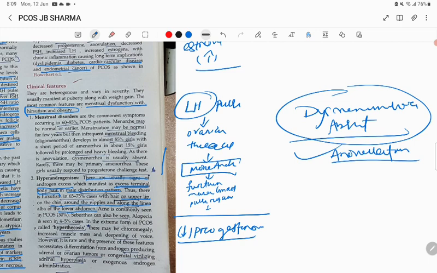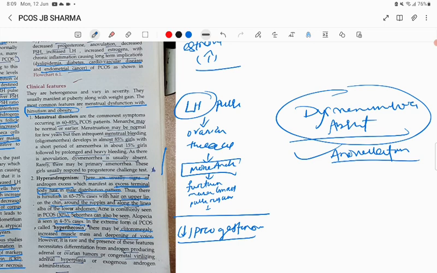Acne is commonly seen in PCOS, in 30% of cases. Seborrhea is also seen. Alopecia occurs in 4 to 5% of cases. In an extreme form there may be clitoromegaly and increased muscle mass, depending on the case. However, it is rare. When there is clitoromegaly, usually in PCOS there is less chance. Increased muscle mass is also rare.